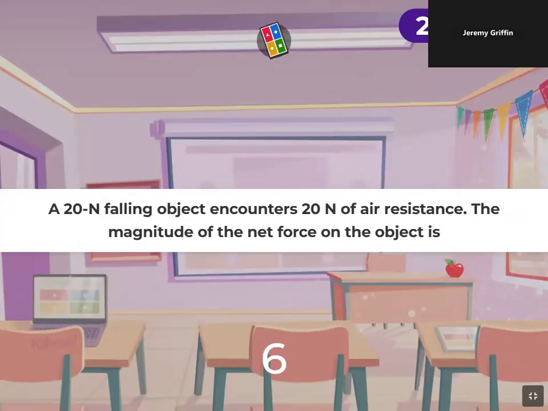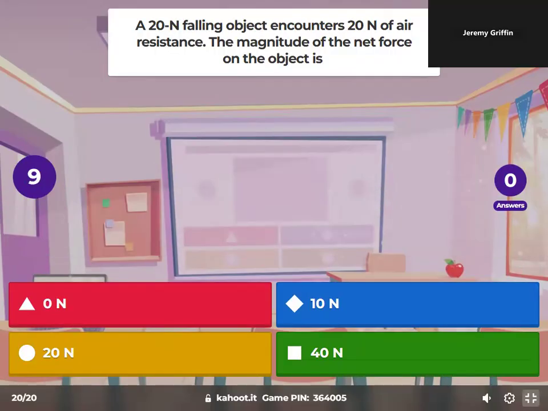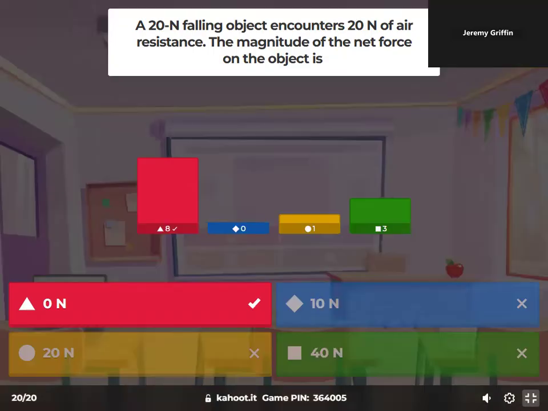On fire. A 20 Newton falling object encounters 20 newtons of air resistance. What's the net force? 20 down, 20 up. Oh yeah. Zero net force, right? Hey, guys, would that be terminal velocity? Yeah. So it would be an equilibrium, going as fast as it's going to be going. Terminal velocity.